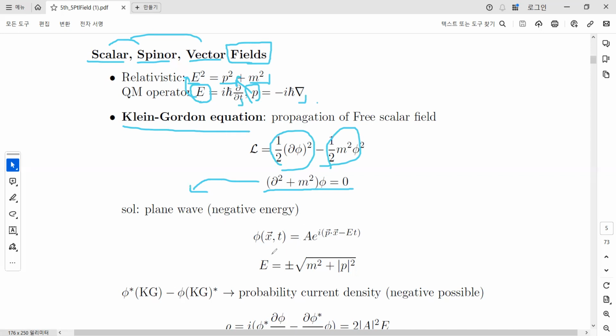And in general, it can also have positive and negative energy, since E squared is equal to the relativistic energy-momentum relation.